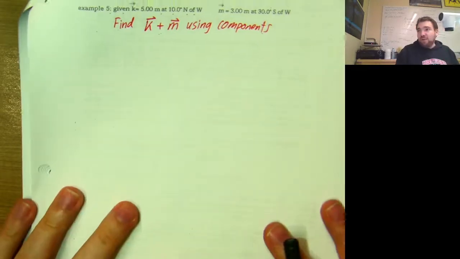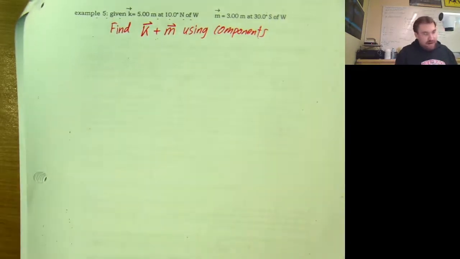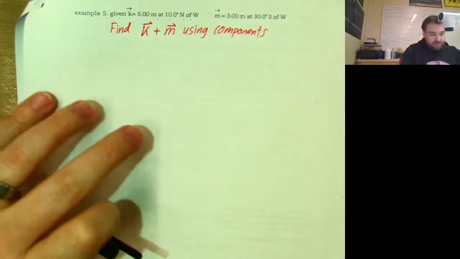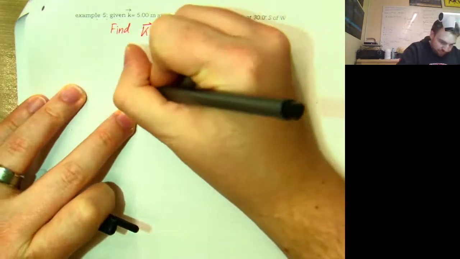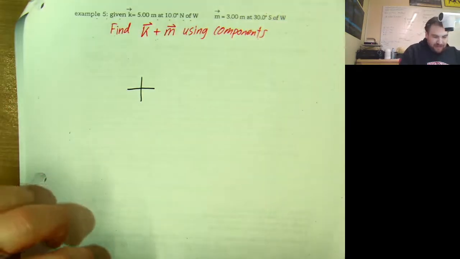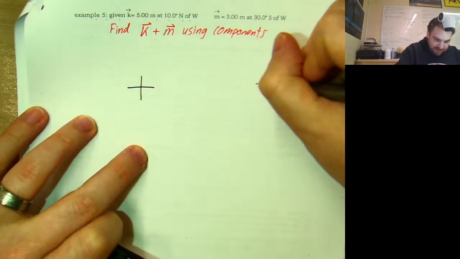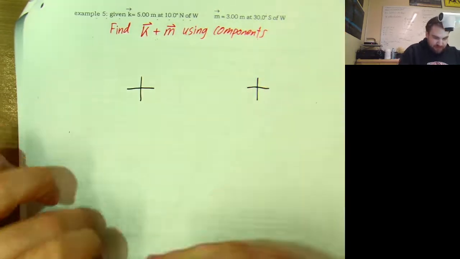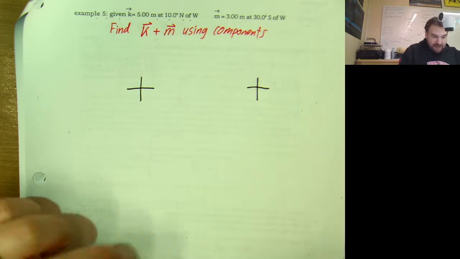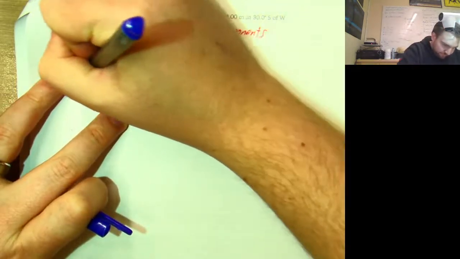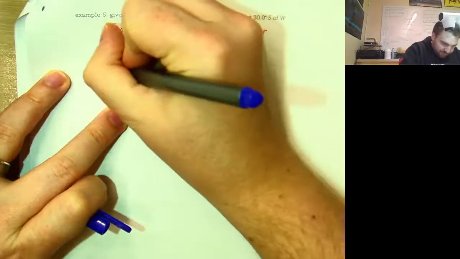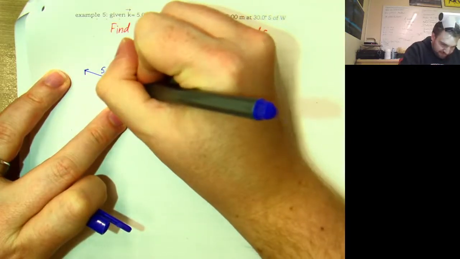Typically how we would do this is we wouldn't draw it out the way I just did in the previous example. What we do is we draw them out separately and figure out what their components are individually. So I've got K and M, do K and M separately. K is 5 meters, 10 degrees north of west. So it's going to look something like this. So that's 5 meters. That's 10 degrees.